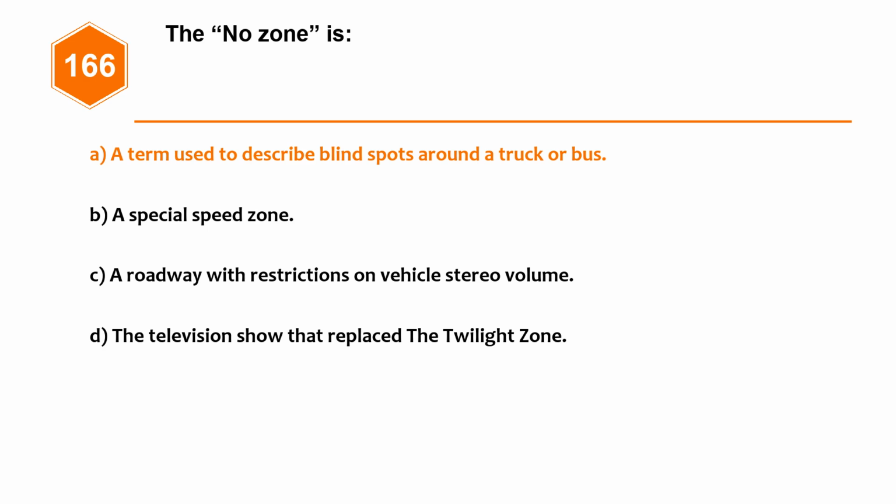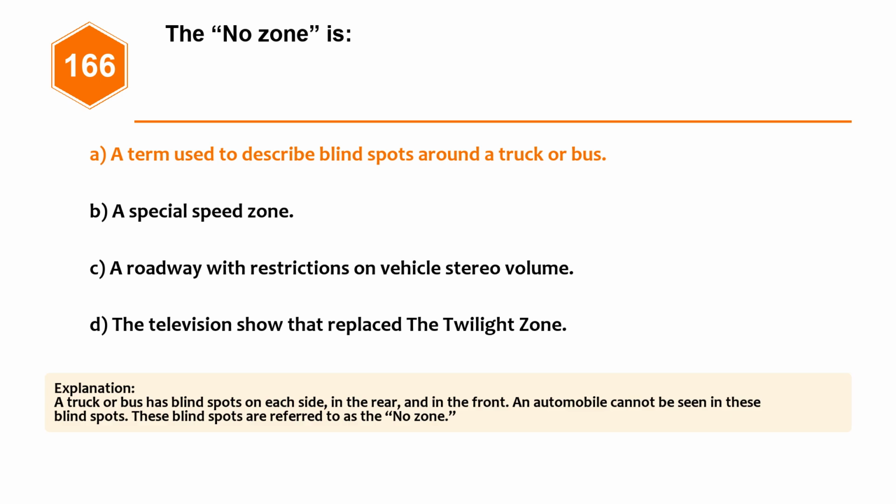The correct answer is option A, a term used to describe blind spots around a truck or bus. Explanation. A truck or bus has blind spots on each side, in the rear, and in the front. An automobile cannot be seen in these blind spots. These blind spots are referred to as the no zone.